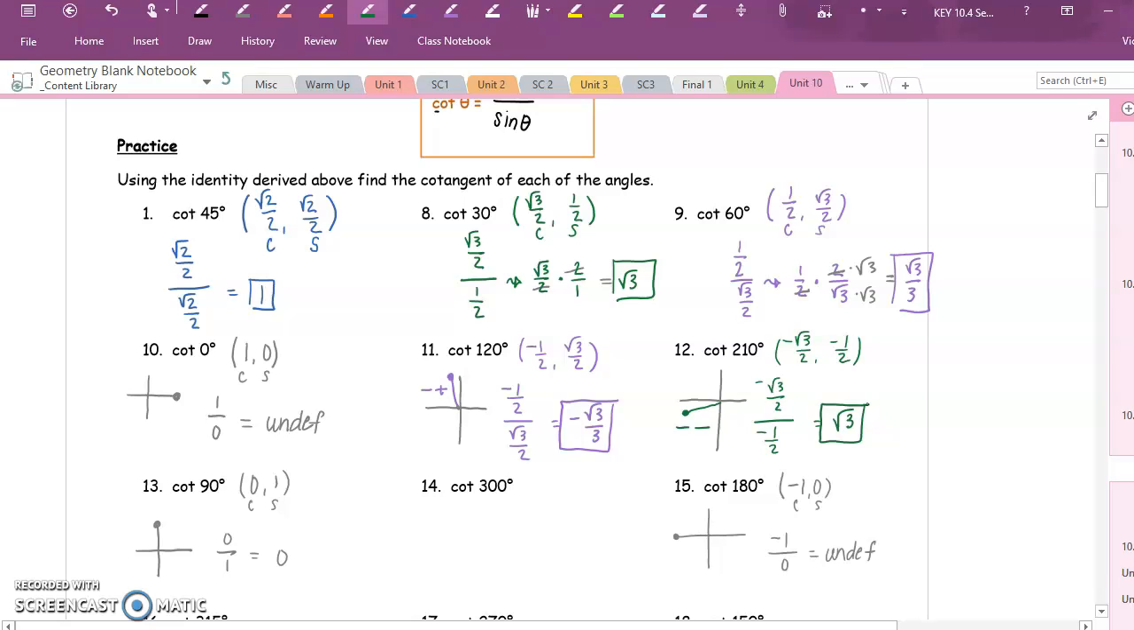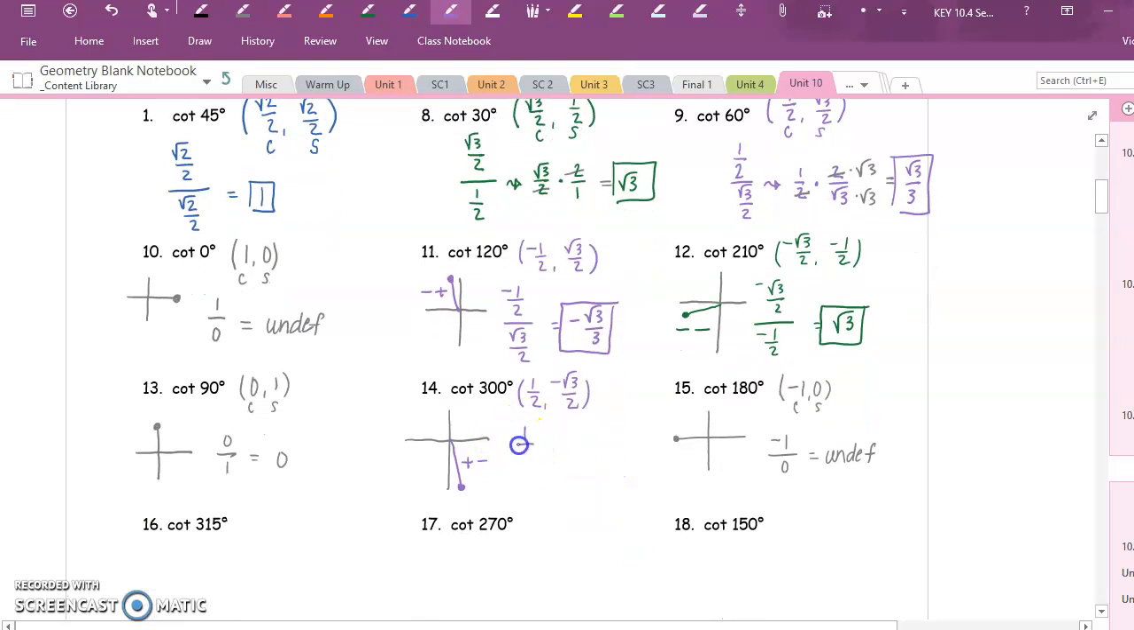Cotangent of 300. If we take a look, I'm going to draw a little grid. Cotangent of 300, I'm thinking that's really close to 270. It's 30 more than 270 degrees. So therefore it references 60 degrees. And in this quadrant, it's positive, negative. So we have positive 1/2, comma, negative square root 3 over 2. So we have cosine divided by sine. And we already did the math above. However, a positive divided by a negative is going to be a negative number, a negative root 3 over 3.